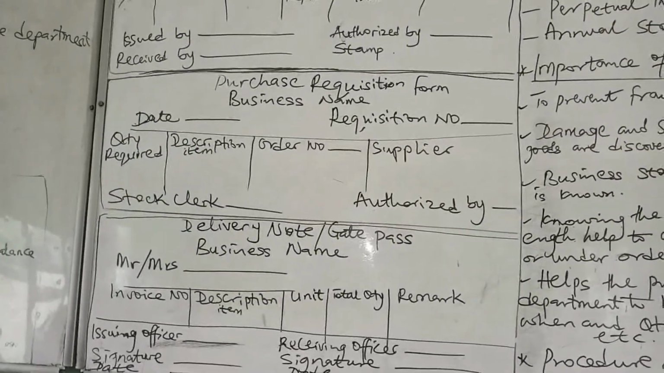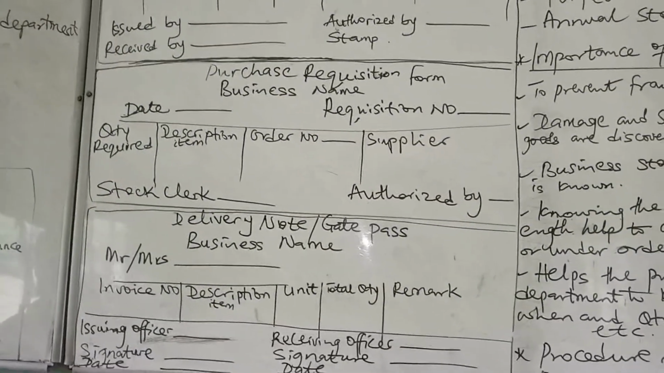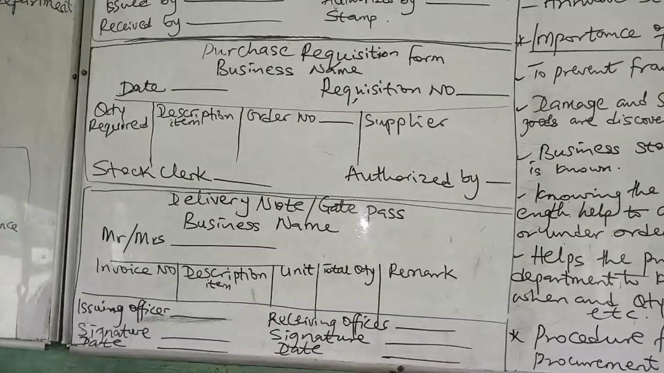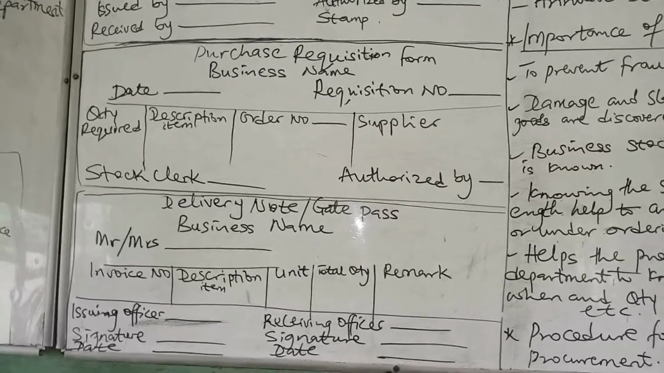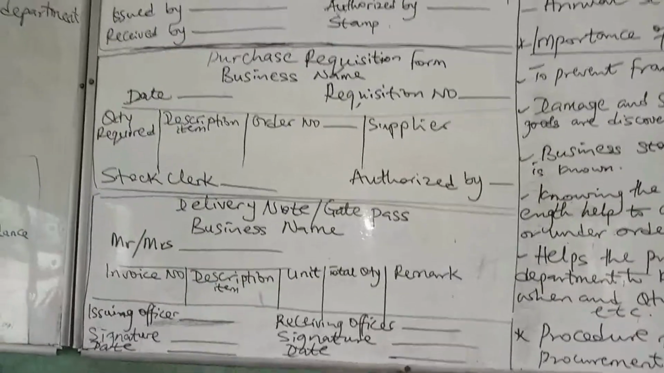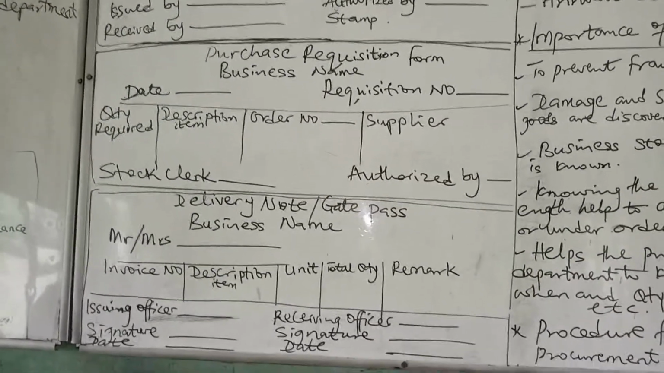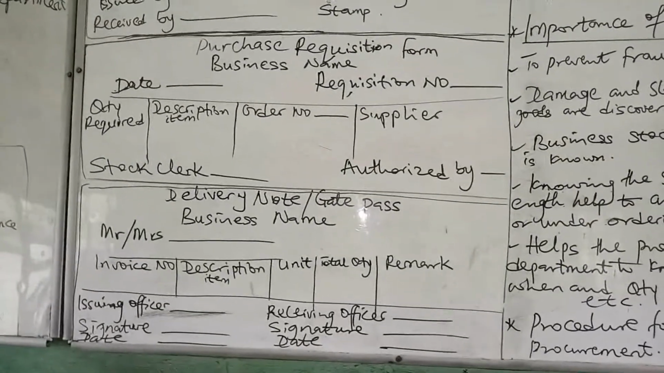So this form is used by the store clerk in the store department to make a request for the purchase of goods to the purchasing department. This happens when the stock in the store falls to a minimum level, that is, a level at which a new order of goods should be placed to avoid stock out. I have explained that before.